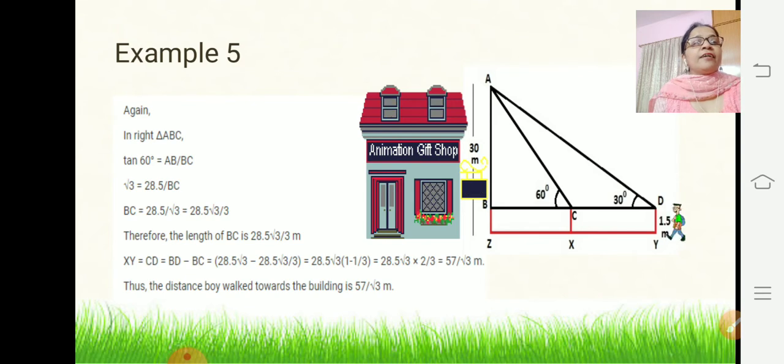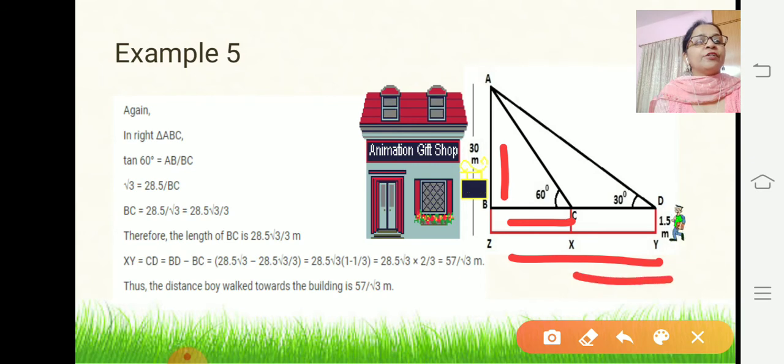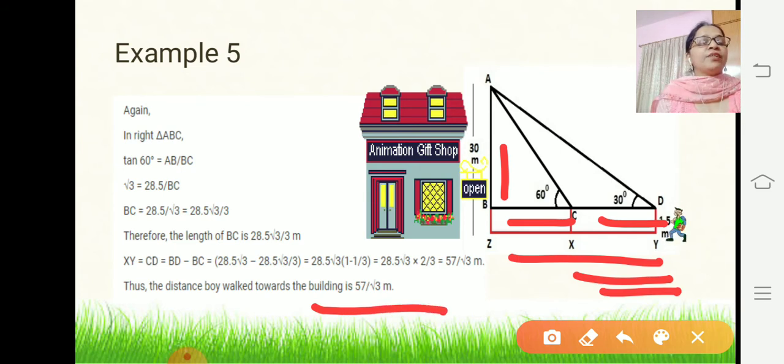Now again, in the right angle triangle ABC, your tan 60 will be equal to AB by BC. So from here you will get the length of BC. So BD minus BC, you will get your XY. Once you get BC, subtract from BD, you will get the length of CD. CD will be equal to XY. Therefore, 57 by root 3 meter is the distance travelled by the boy towards the building.